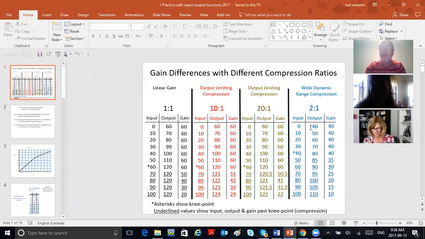And then you'll see wide dynamic range compression on the far right. And I put these 4 examples here. I have them listed from left to right, almost in order in which they developed historically. Linear was first, then came output limiting, and then came WDRC. Output limiting emerged in the mid 1980s. Wide dynamic range compression emerged in the 90s.